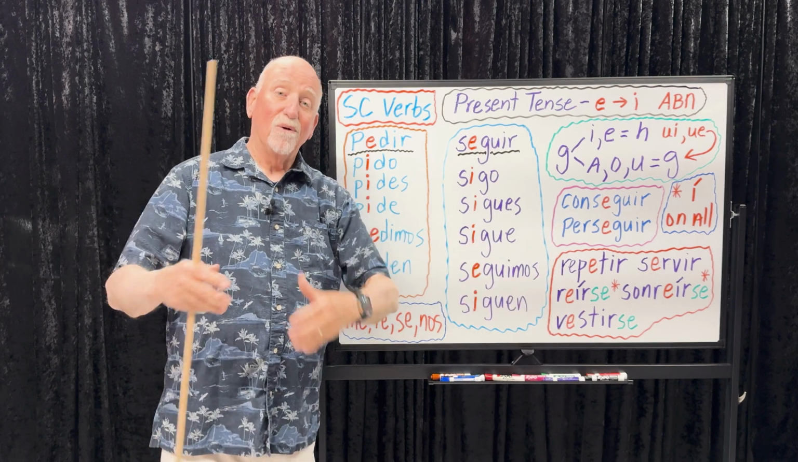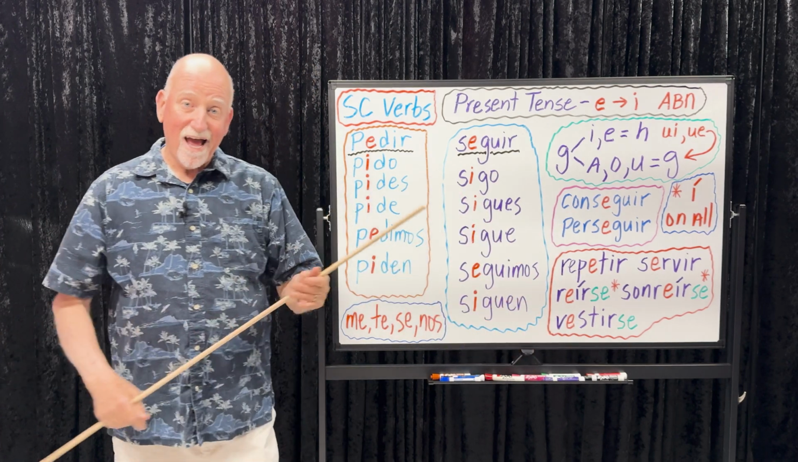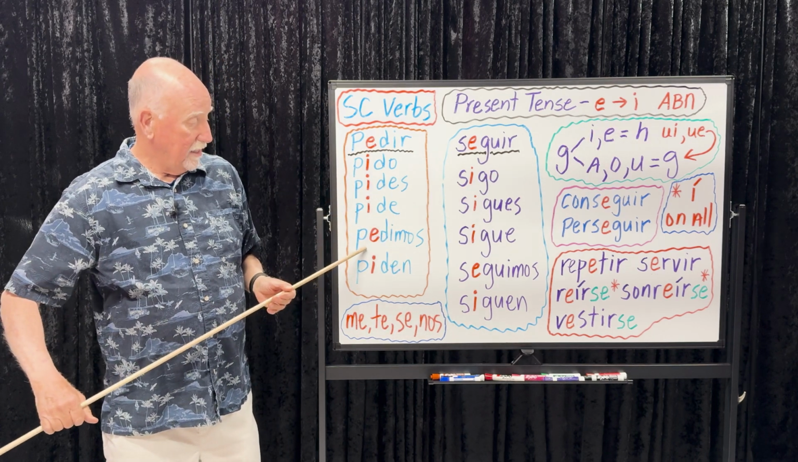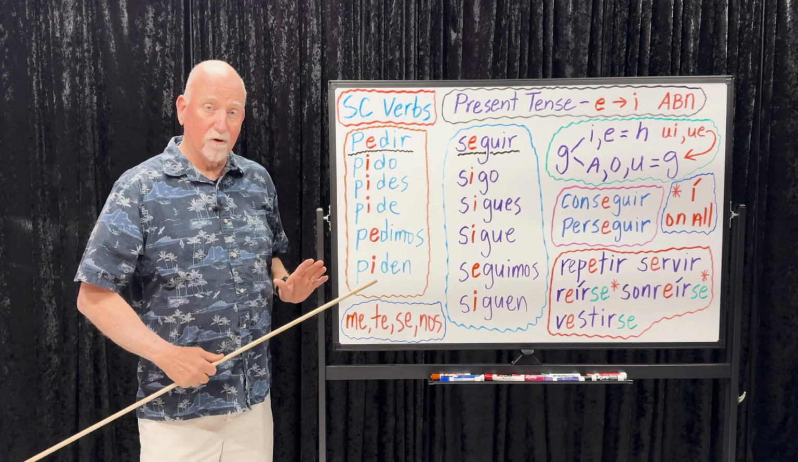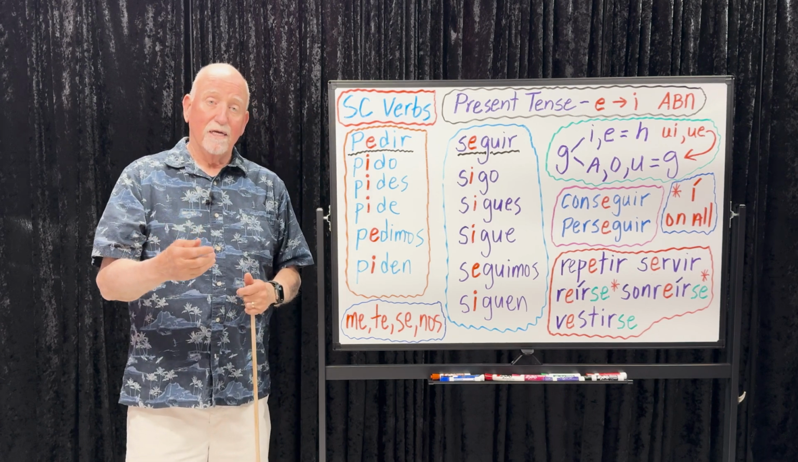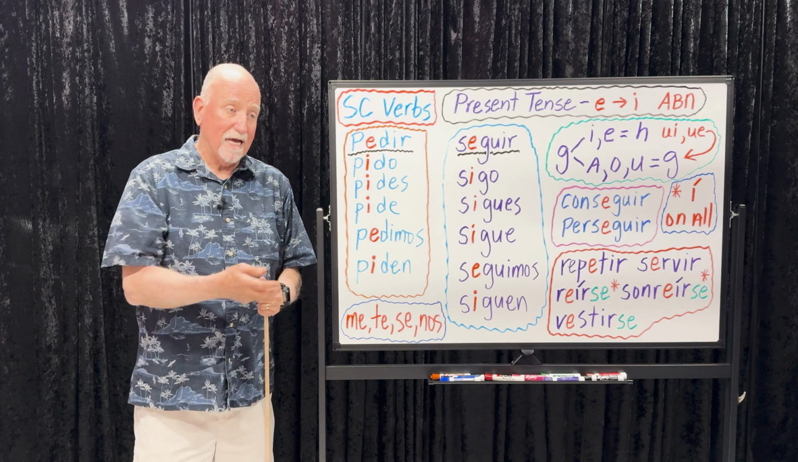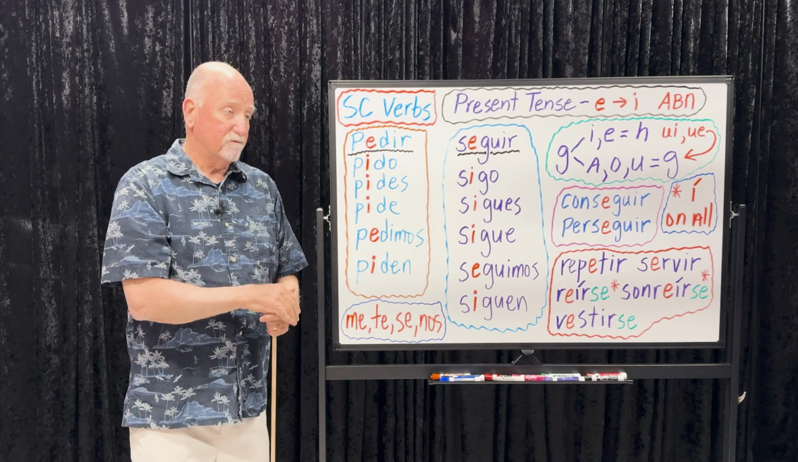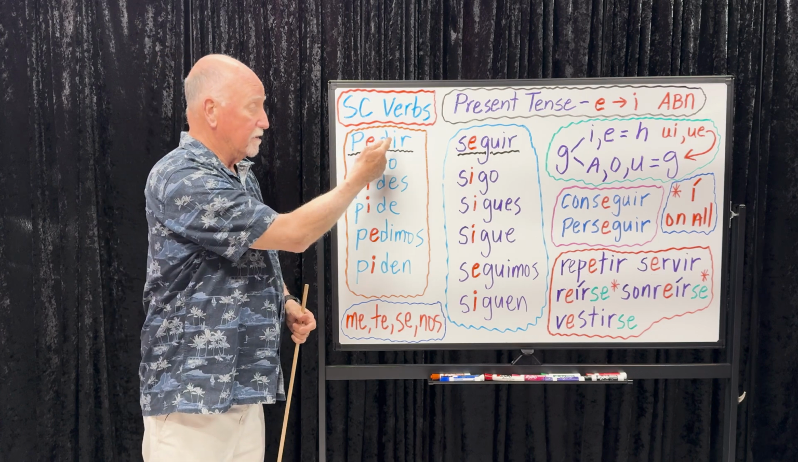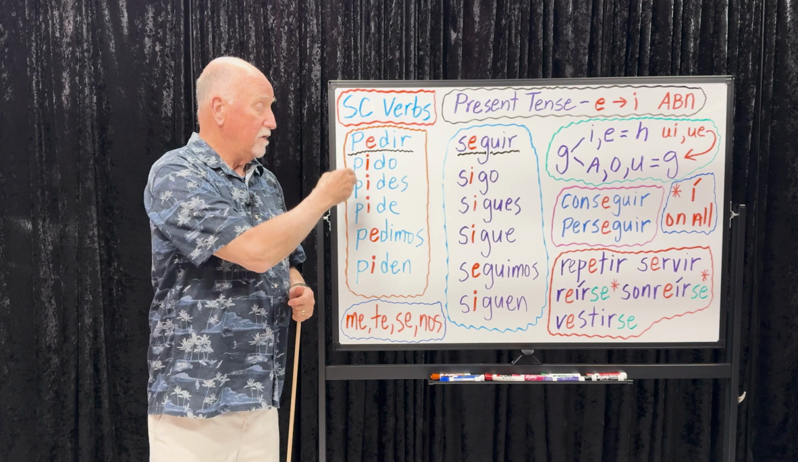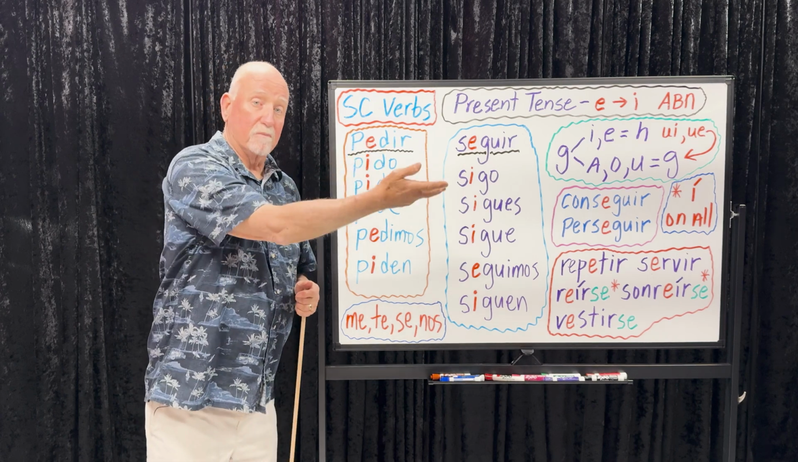¿Cuándo pasa? When does it happen? That's right. ABN, all but the nosotros. We always have an example verb, right? Pedir is to ask for a favor, to ask for someone to do something, to ask for something, ask for money, ask for food, ask for something to drink. Pedir. Preguntar is to ask a question. Pedir is to ask for something.